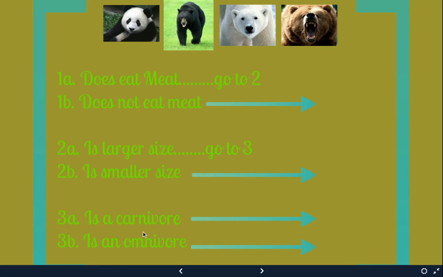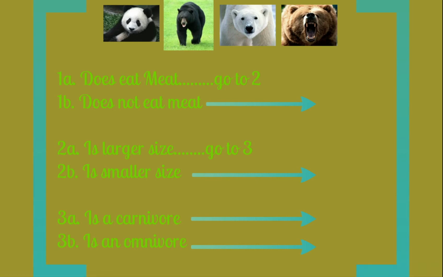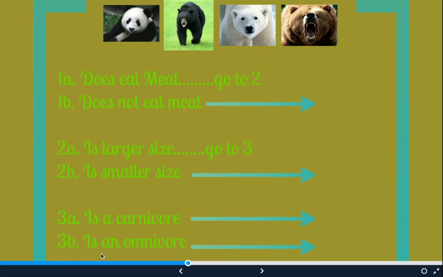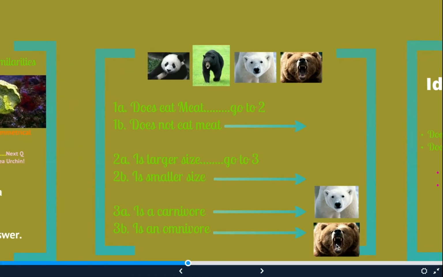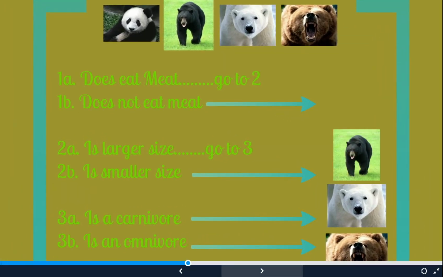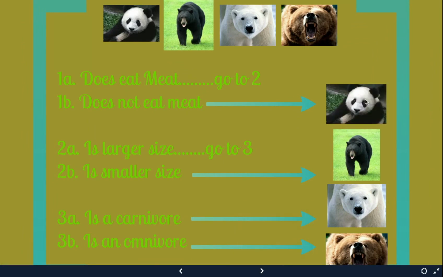Is this animal a carnivore? That means that they're meat eating. Then you go to number whatever it says. If it wasn't, then you'd go to the other one. Is it an omnivore? Omnivore means that they eat both meat and vegetables. If it's an omnivore, it would eat berries as well as meat. If it's a carnivore, it just eats meat. If it's smaller in size, then it's that bear. If it doesn't eat meat and it eats bamboo, it's a panda bear.